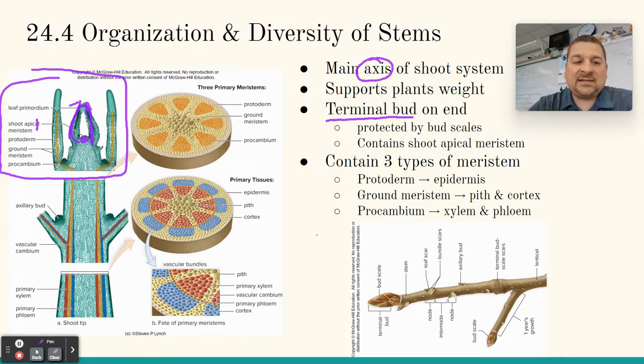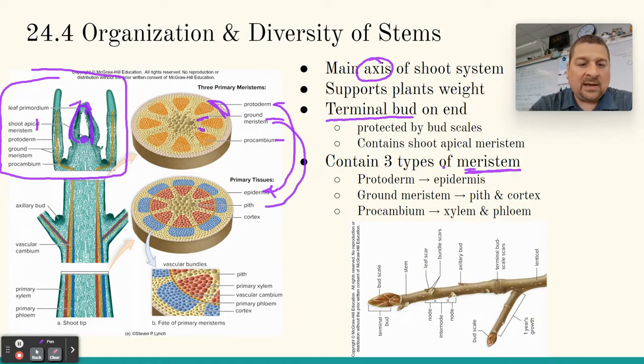In that early stem, we see three types of meristematic tissue. Remember, meristematic tissue is actively growing regions, so cells that are growing. So we see protoderm, the ground meristem, and the procambium. The protoderm you see more on the outside here, so that's going to give rise to the epidermis. Whereas the ground meristem is more in here. That's going to give rise to the pith and the cortex. So we can actually show this branching off there.